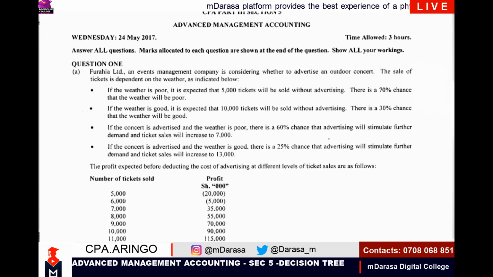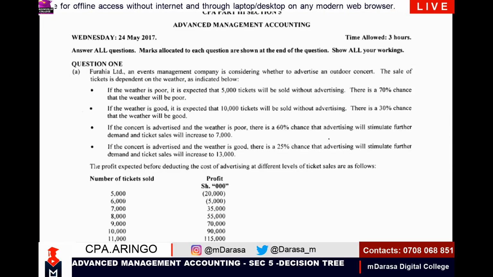That is in the condition that my weather is good. We've done our advertisement. There is that 25% chance that this advertisement will stimulate our demand. So what is the chance that this advertisement will not stimulate our demand? Of course, I'd have the difference, which will be 75%, right? And if it will not stimulate our demand, our ticket sales will remain at 10,000 units, in that event that advertisement has not stimulated our demand.